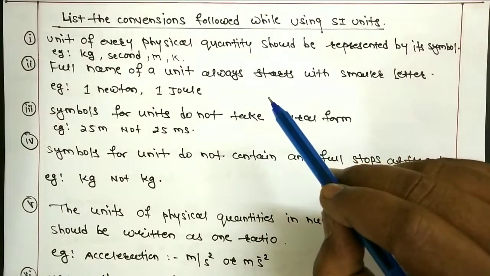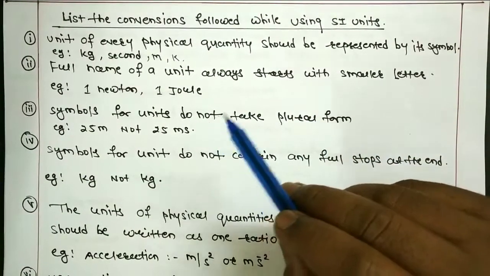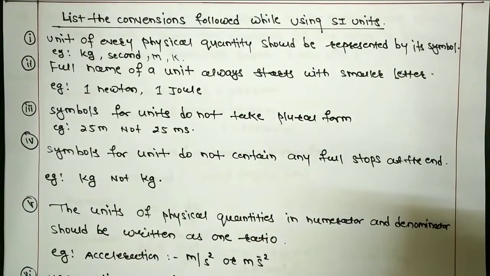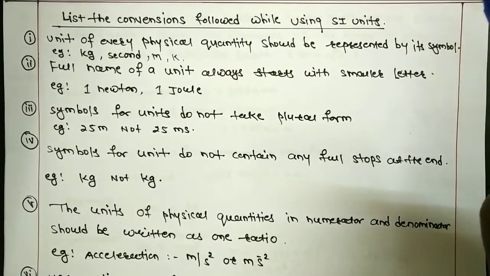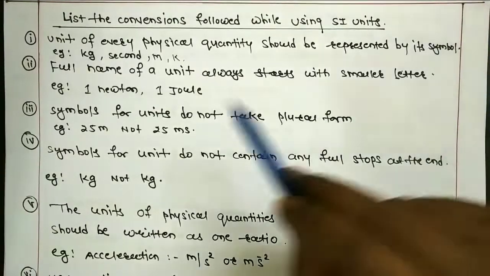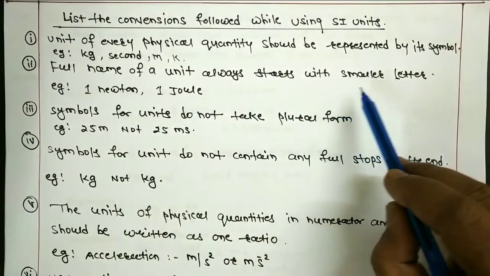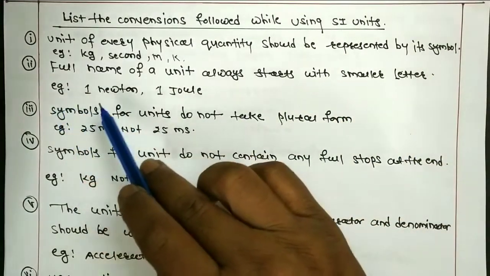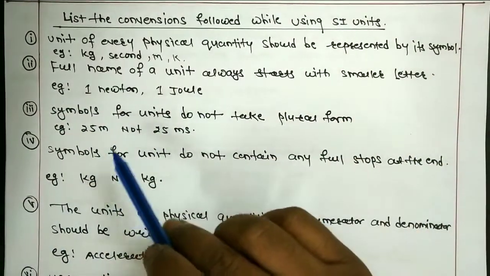List of conventions followed using SI units. Point number 1. The unit of every physical quantity should be represented by its symbol. Example: kg, second, meter, Kelvin. Second point. The full name of a unit always starts with a small letter. Example: newton, joule.